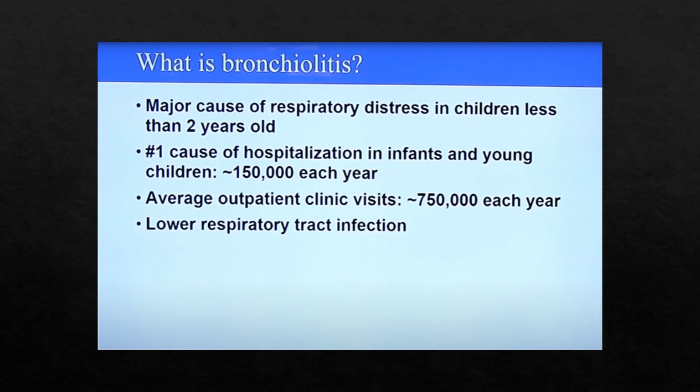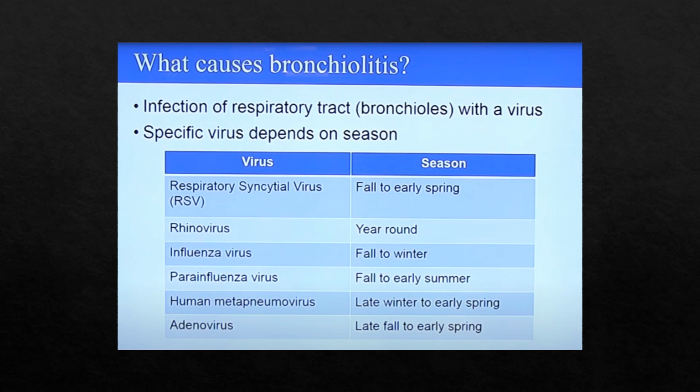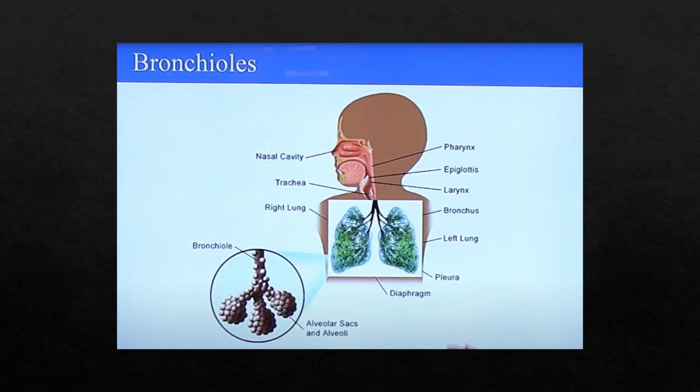affects the respiratory tract. RSV is the most common cause of bronchiolitis, which is the major cause of respiratory disease in kids, particularly less than 2 years old, and the number one cause of hospitalization in the young age group. Again, it's bronchiolitis typically caused by RSV, and the season is from the fall to the early spring.